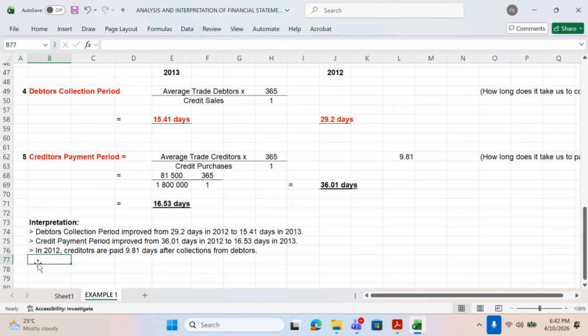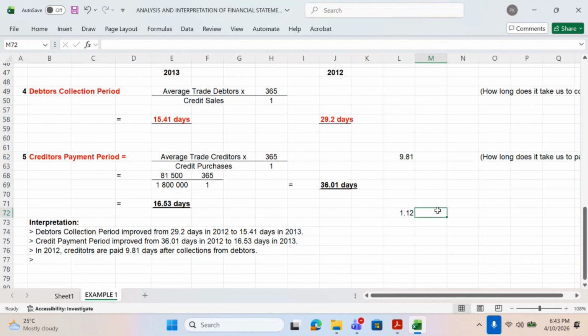Then now, again, in 2013, how many days? I think it's just a 1 day here or even less than a day. 16.53 minus 15.41, 1.12. Well, we are very quick here in paying. We're very quick, which it can create a problem. It can create a problem.